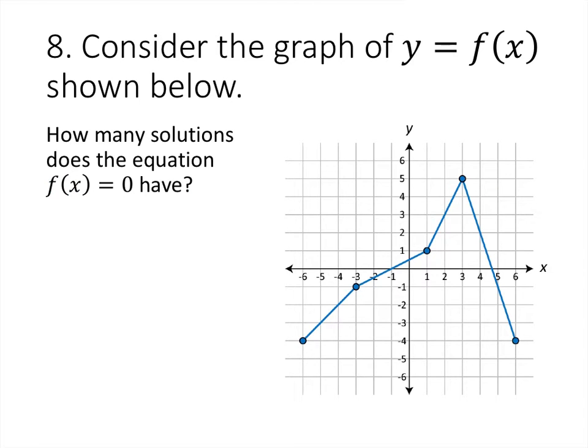Same graph, now we're asked how many solutions does the equation f of x equals 0 have? And another way to think about what this is asking is, for how many points on this graph does y equal 0? And if you're only paying attention to the big dots, it looks like the answer might be none. But remember that all of the lines connecting those dots, those are part of the graph as well. And so we can see that we've got a point here where y equals 0, and another point here where y equals 0. And that means that the answer is 2.